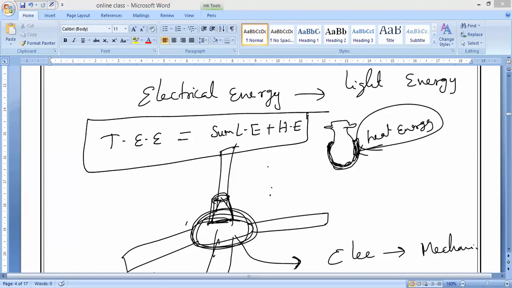During energy conversion, some amount of energy may be wasted, but the total energy of the system remains the same. Now, let us take one example to understand this law of conservation of energy more clearly.